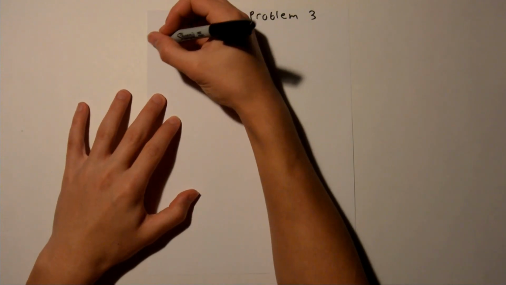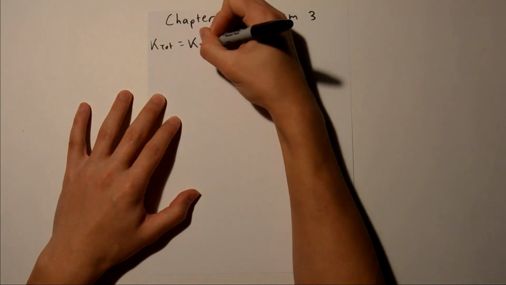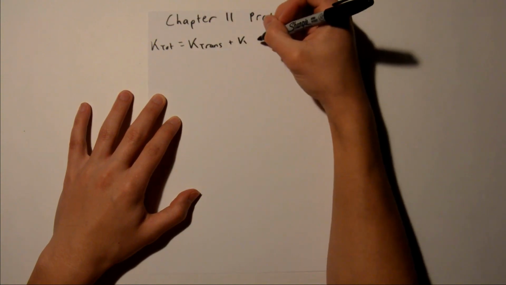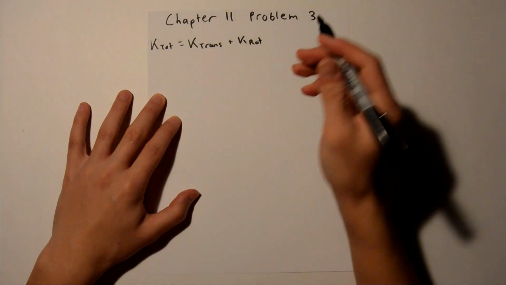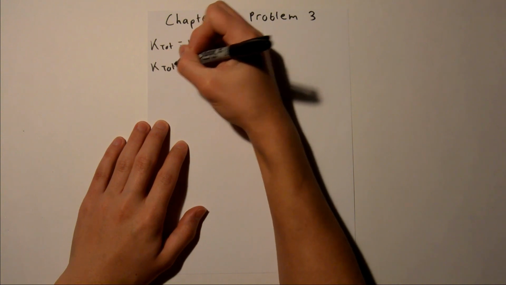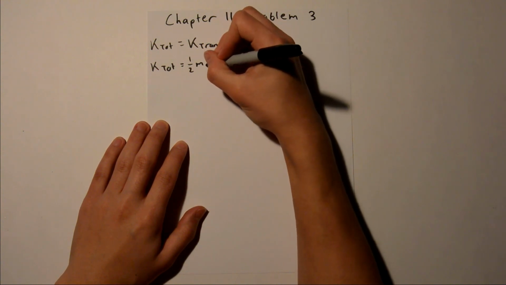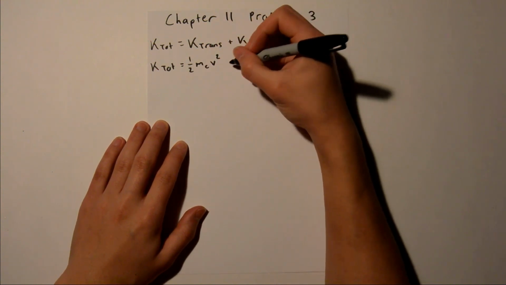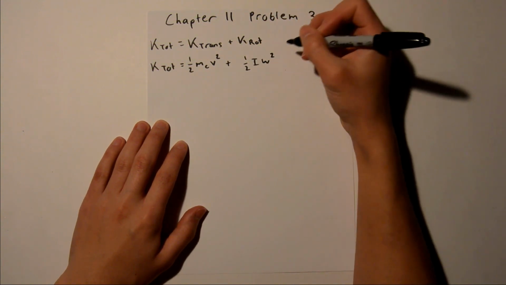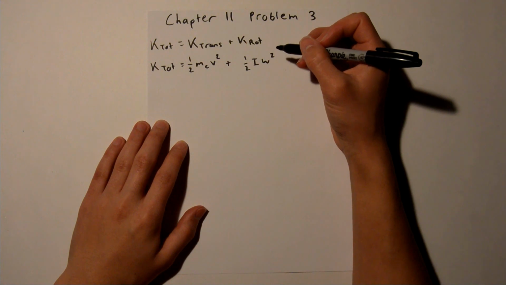So we know that total kinetic energy, K total, is equal to K translational, the translational kinetic energy, plus the rotational kinetic energy. And we can further expand that to K total is equal to 1/2 mass of the car V squared plus 1/2 I omega squared, where I is the inertia and omega is the angular velocity of the wheel.